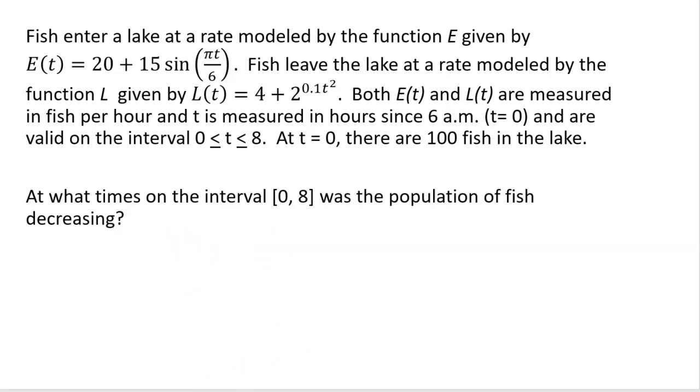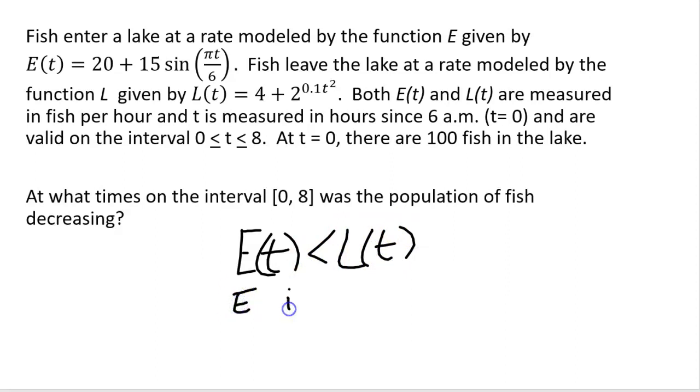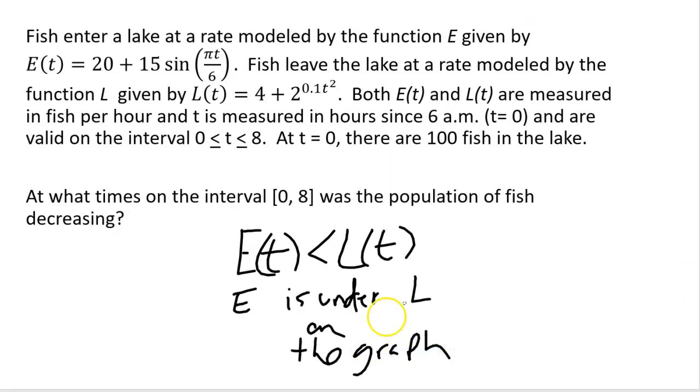So we've gotten to this crucial matter here. We're looking for the place where e of t is less than L of t. Now on a graph, that would mean that e is under L on the graph. Because if e is less than L, then it would be underneath of it on the graph. So we need to look for where e is underneath of L on our graph. So let's go ahead and do that.